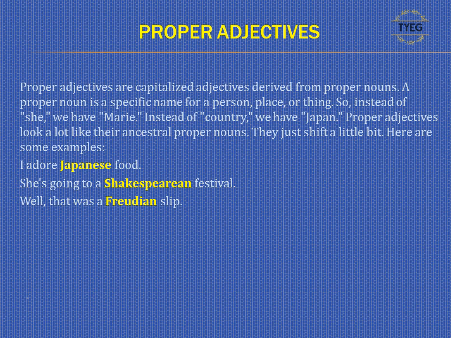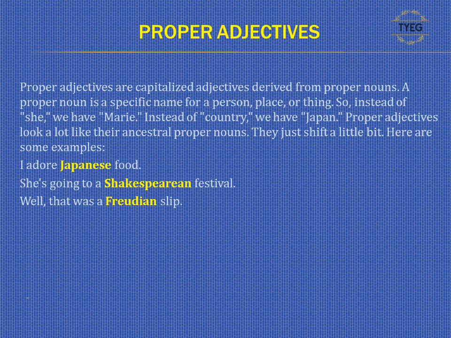Proper adjectives. Proper adjectives are capitalized adjectives derived from proper nouns. A proper noun is a specific name for a person, place, or thing. So, instead of she, we have Marie. Instead of country, we have Japan. Proper adjectives look a lot like their ancestral proper nouns. They just shift a little bit.